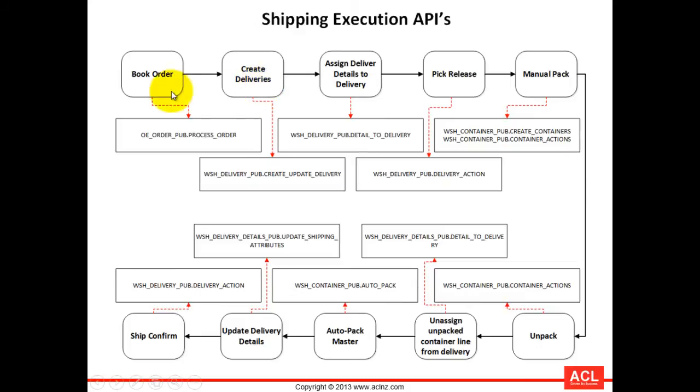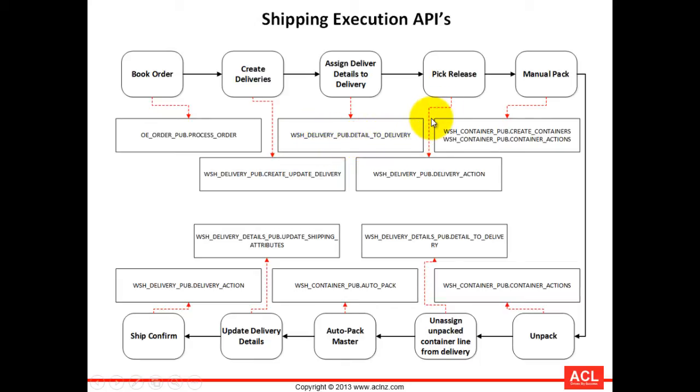Once an order has been imported and booked, the next step is creating deliveries associated with that particular order, and you can use another public API, WSH delivery pub, to create the delivery using the package procedure called create update delivery. Once a delivery has been created, as a next step you assign the delivery lines to that delivery, which could be associated with your sales order line or which could be container lines.